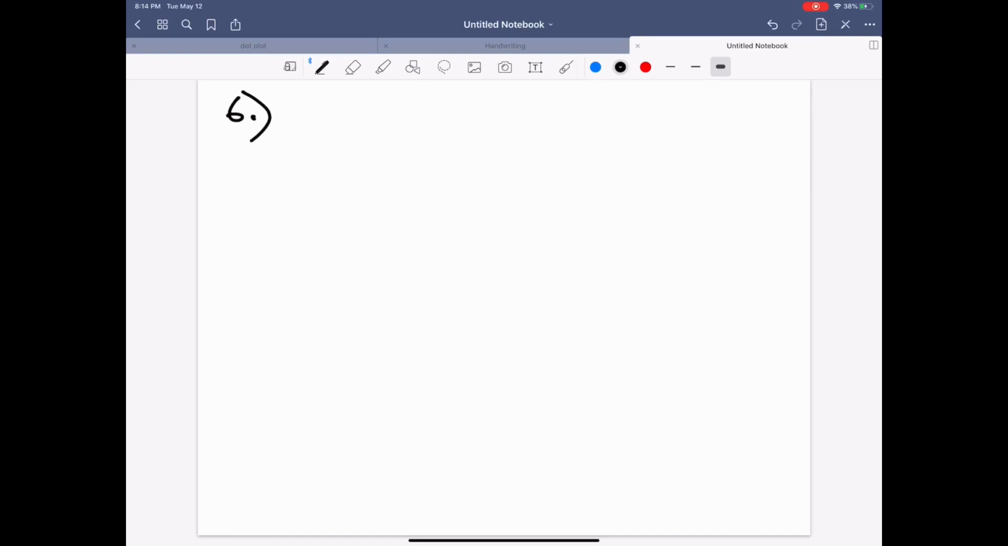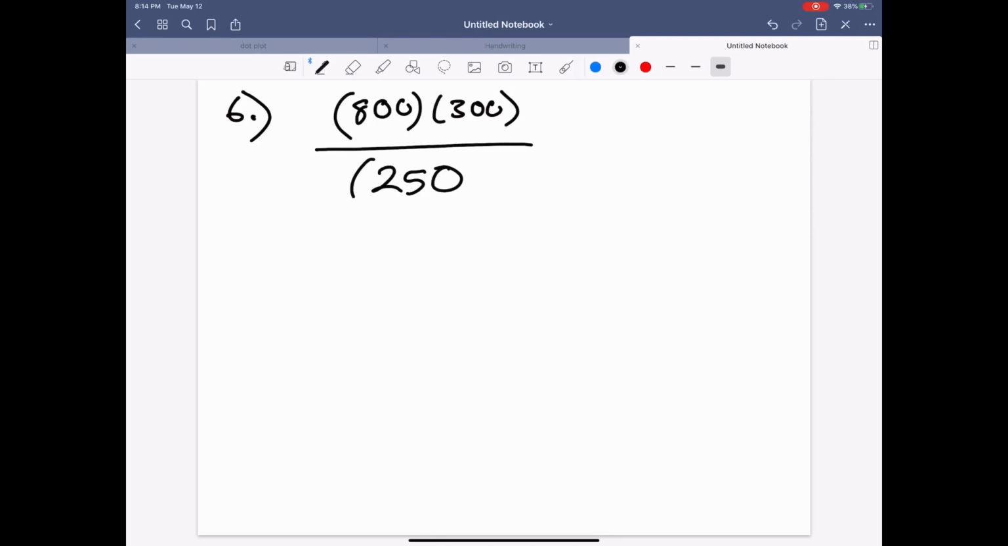All right, now let me help you through number 6, just to make sure you're doing this correctly. If you're setting up number 6, you should see that 800 milliliters is your first volume, and 300 millimeters of mercury is your first pressure, and you're going to divide this by 250. That's the Kelvin temperature. It's negative 23 plus 273.